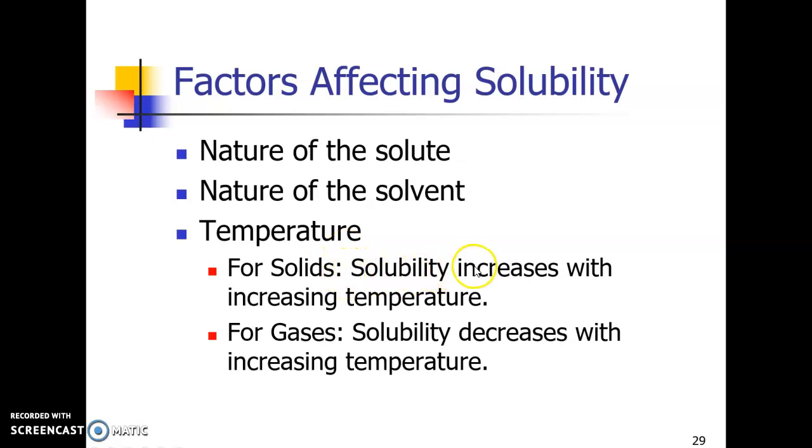So solids tend to have increasing solubility with increasing temperature, while gases tend to have decreasing solubility with increasing temperature. That's why your soda goes flat faster when it's left out in room temperature or in the heat in your car or something, instead of in a refrigerator.